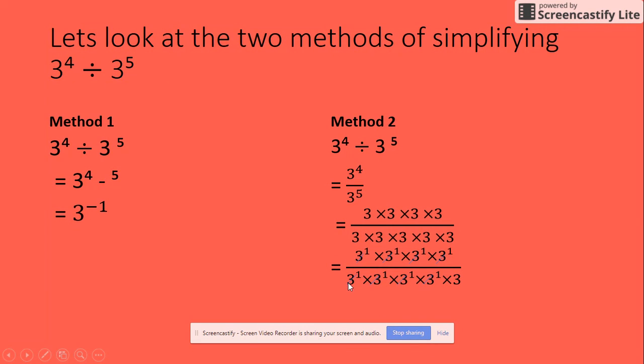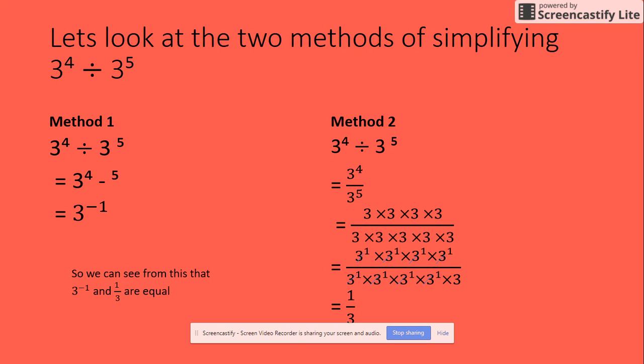There. So that 3 and that 3 goes into 3 once, 3 goes into 3 once, 3 goes into 3 once, 3 goes into 3 once. So we've got 1 times 1 times 1 times 1, which obviously gives us 1. And then we've got 1 times 1 times 3. So our answer there is 1 over 3. So can you see from that, that 3 to the negative 1 and 1/3 are the same thing. So you can change from one to the other.